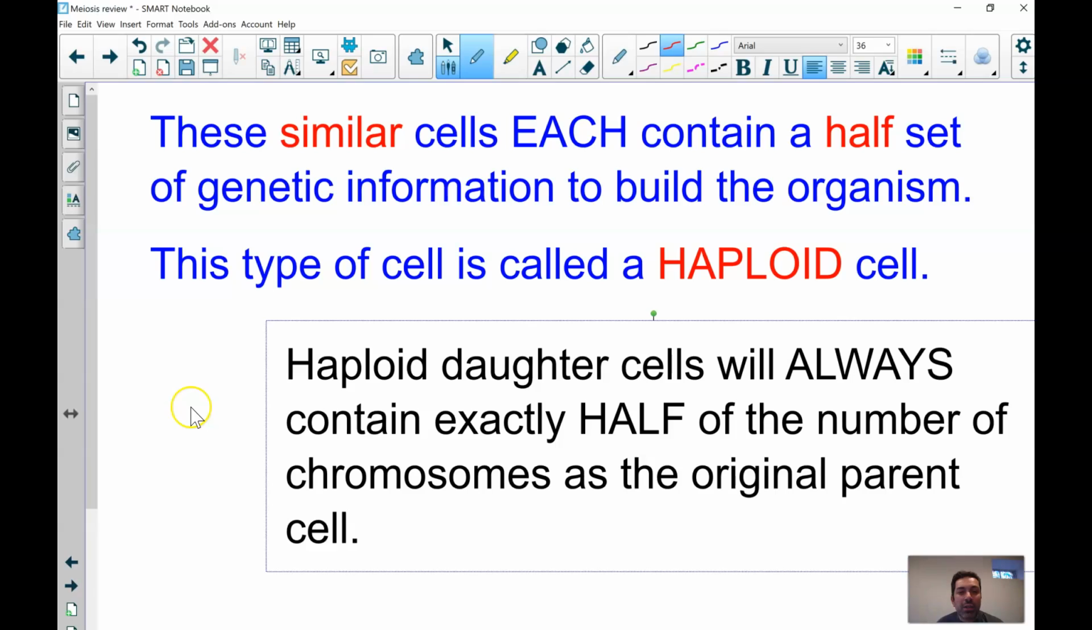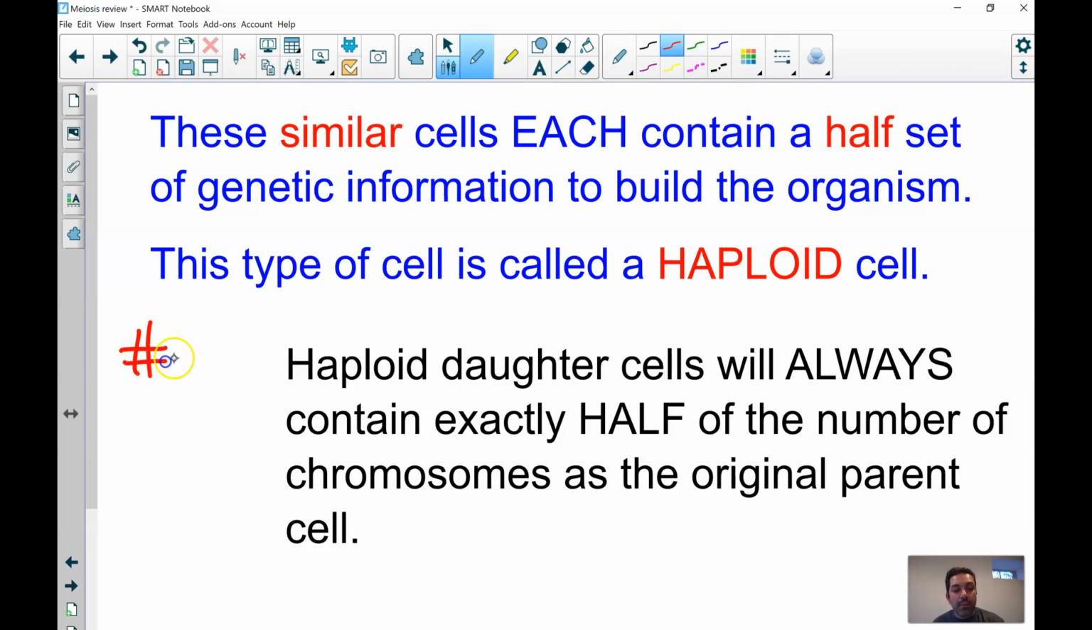These similar cells each contain half a set of genetic information to build the organism, and these cells are called haploid cells. Haploid cells will always have exactly half the number of chromosomes as the original parent cell. So if the original parent cell had 8, the haploid daughter cells will contain 4. If, like in humans, the diploid parent cell contains 46, then their cells after meiosis will contain 23. So it's always going to be cut in half, or reduced by half.